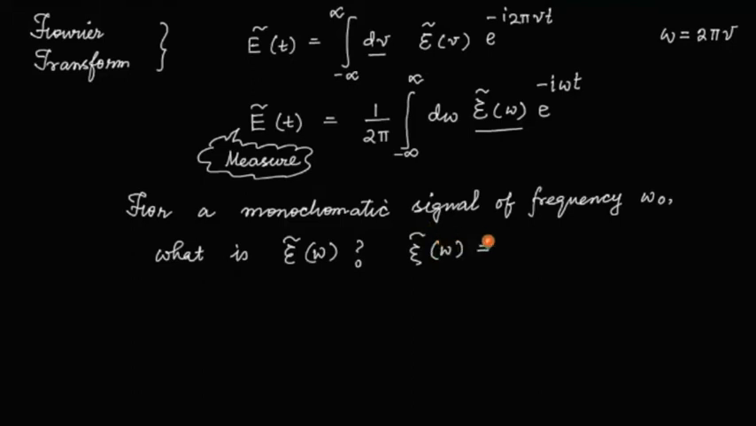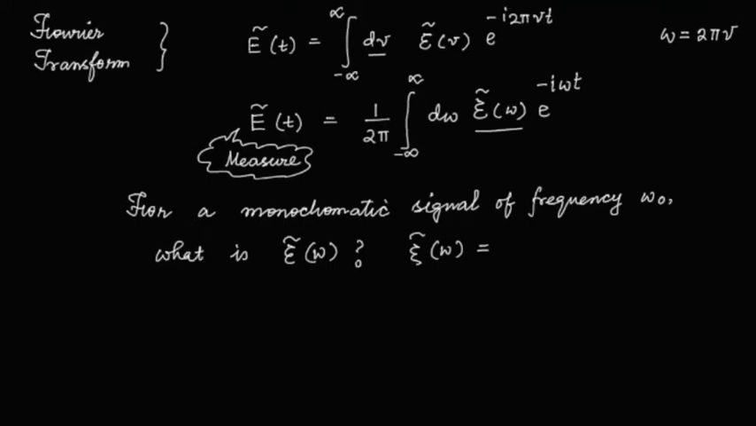No, that is not correct, because epsilon tilde omega is a function which is supposed to tell you the amplitude at all frequencies, right? It will not only tell you the amplitude at omega naught, but it should also tell you the amplitude at all other frequencies. Now, if it's a monochromatic signal, what is the amplitude at any other frequency? The monochromatic signal has amplitude at only one frequency, right? That's why it's a monochromatic signal.